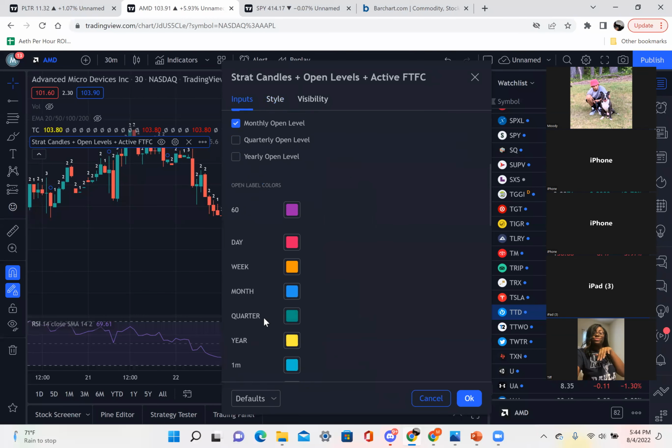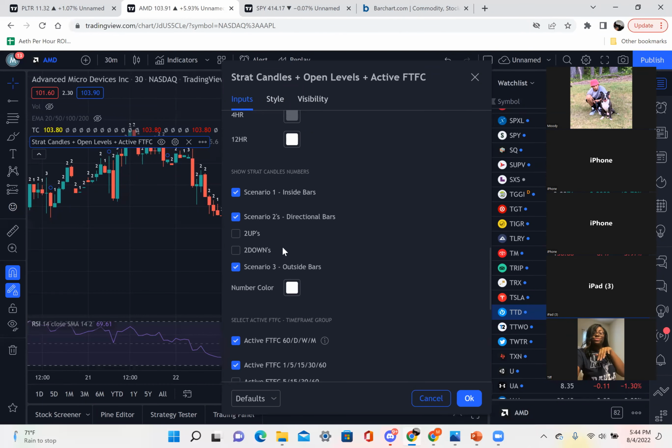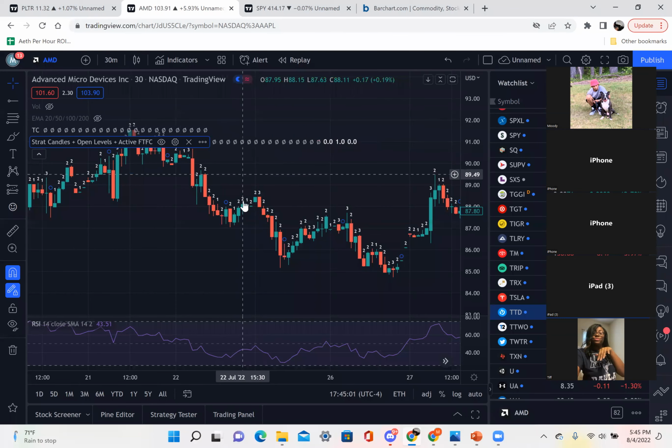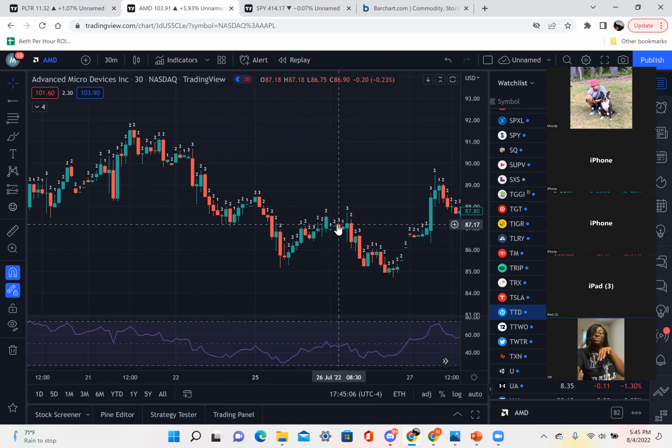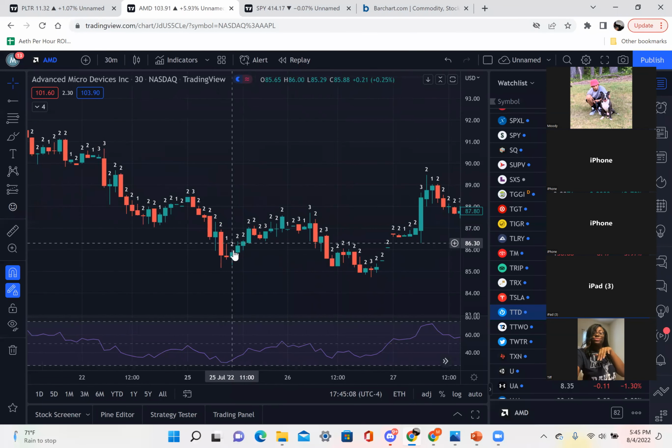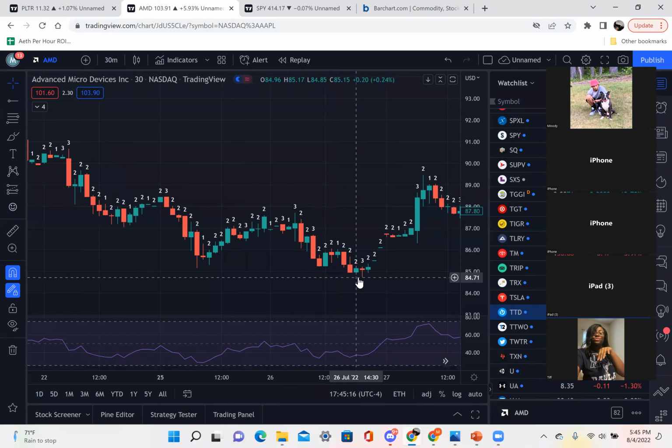But let me go ahead and explain. This is just how I have mine set up. For beginners, I think more than likely it's going to be easier for you to turn off scenario 2 and just turn on 2 ups and 2 downs. The reason why is because when it populates on your chart, all of mine are going to be at the top because that's just how I want to see my strat. But the 2 up will be on the top and the 2 down will be on the bottom, just to let you know that it's a 2 up or 2 down if you can't read the candlesticks just yet, looking at the strat.